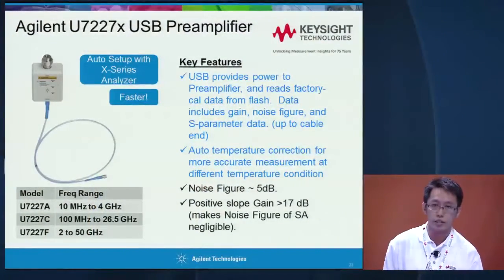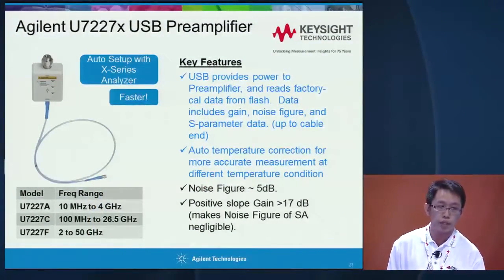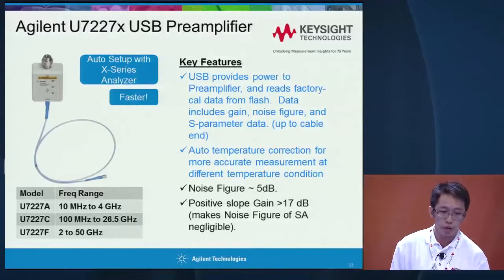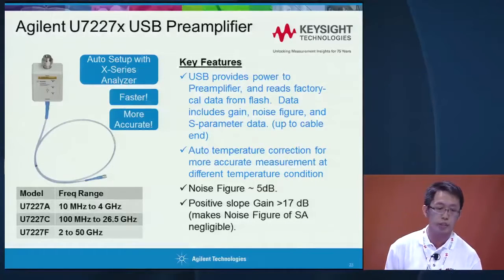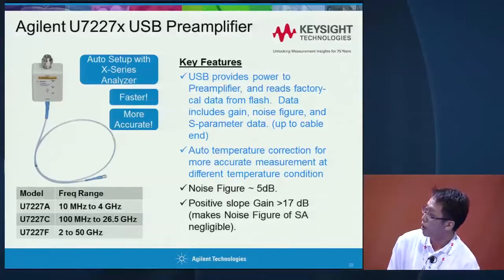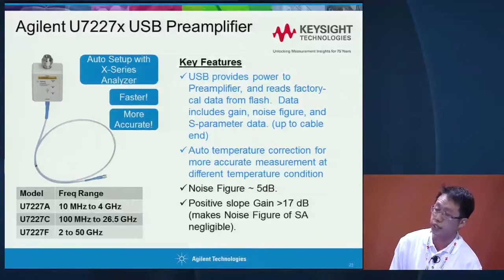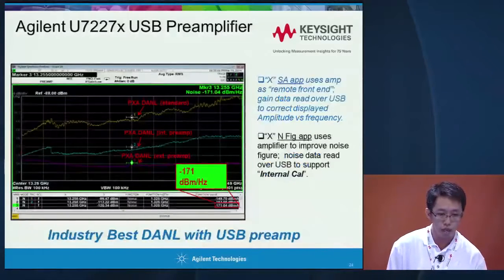A nice feature is that it corrects the noise figure and the gain when the temperature surrounding it changes. With this, it's more accurate. And then another nice feature is that the gain tends to increase with frequencies, which we optimize to compensate the noise figure of the instruments, which also increase with frequencies. We have a series of preamplifiers ranging from 10 MHz up to 50 GHz.